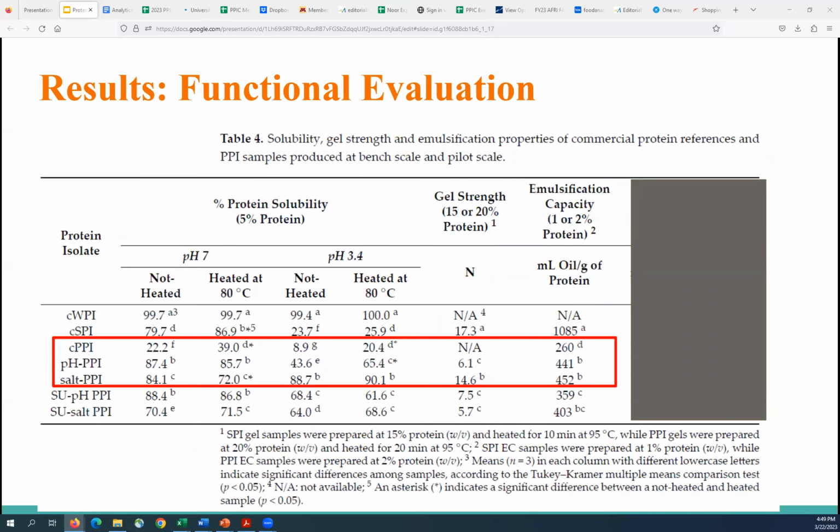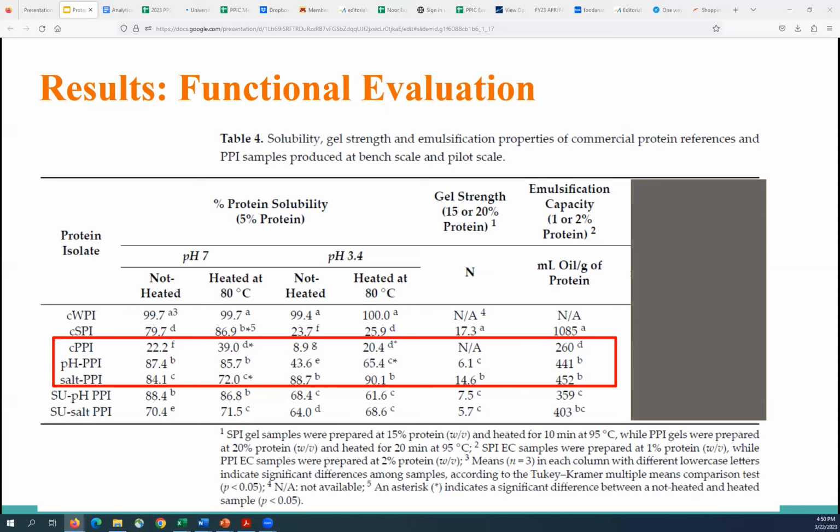And now we're going to look at our functional evaluation. So starting with solubility, which was evaluated at pH 7 and 3.4, and also under heated and non-heated conditions. And the point of that was to mimic solubility in acidic or neutral situations, and as well see what the protein would do if it underwent any heat processing.